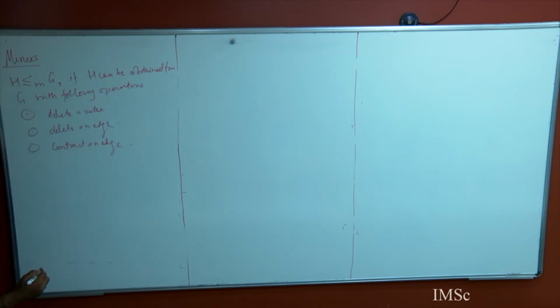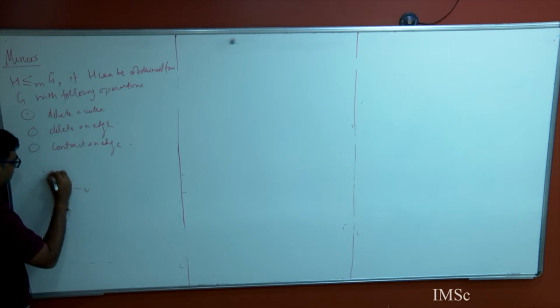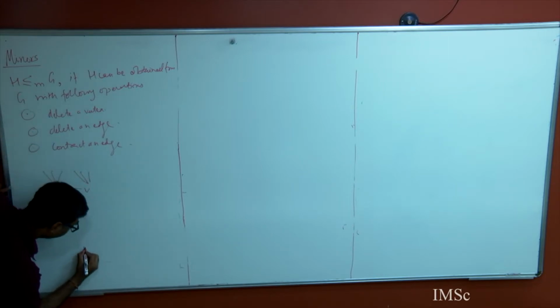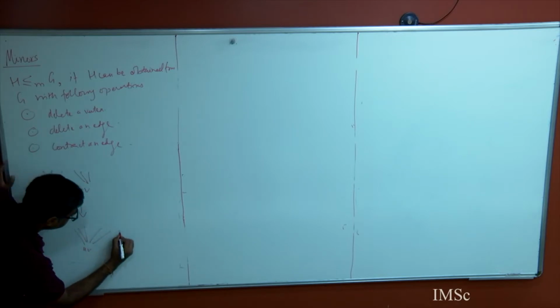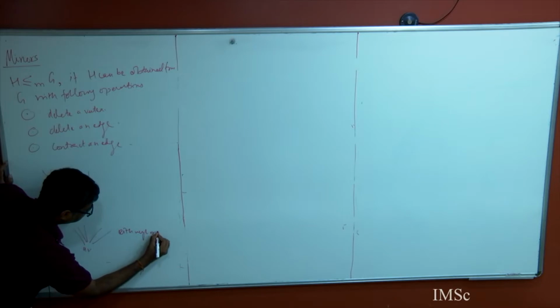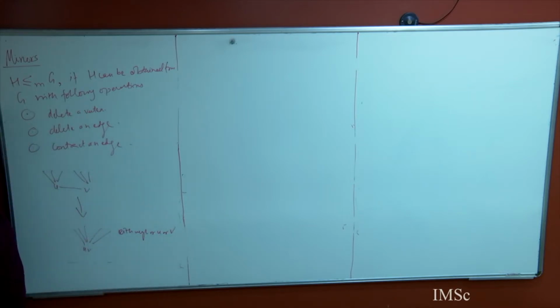And what does contracting an edge mean? Suppose you had an edge UV. You make a vertex UV, and make it adjacent to either neighbor of U or V. It might create parallel edges, so be it. In some cases we will allow parallel edges, in some cases we do not, but for now we will allow them. So this is called a minor. Is the definition clear? I call a graph H a minor of G if I can obtain H from G by deleting vertices, deleting an edge, or contracting an edge.